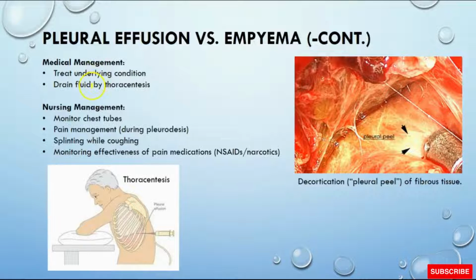Management: treat the underlying condition and drain the fluid. Patients typically have a chest tube placed once the fluid is drained. They'll need pain management while the fluid is draining. They need to splint when they cough, and that just helps with the pain.